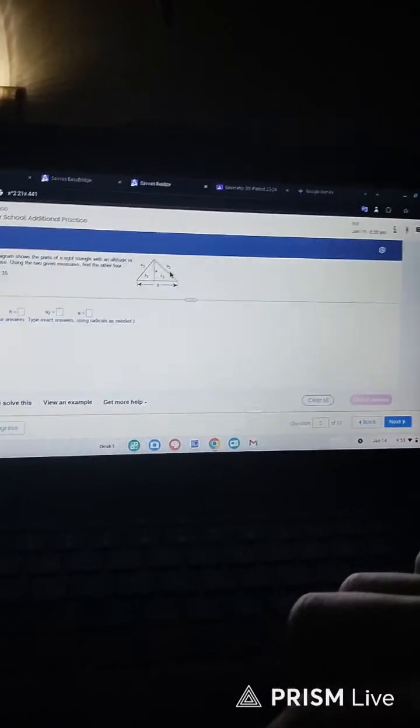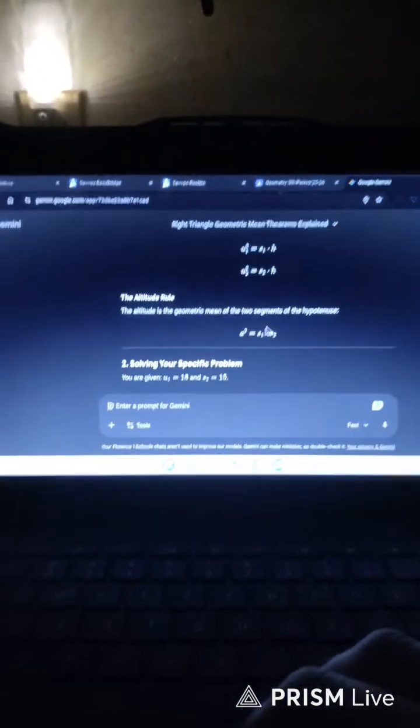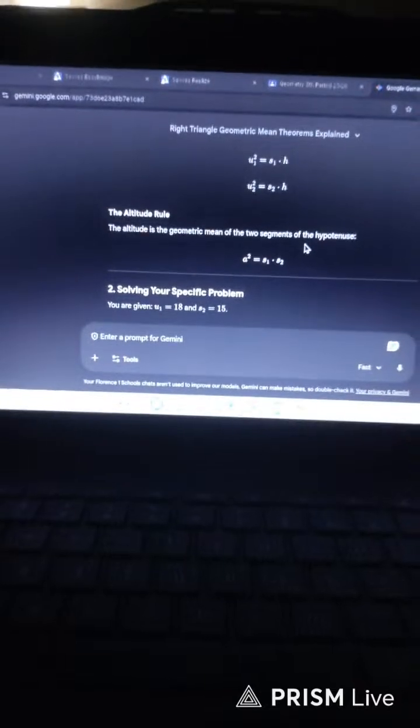Huh? U2 squared, U1 squared. Is it this one that it's talking about, or is it that? I'm thinking this bottom number is what we're looking at. Oh, U1 squared and U2 squared. Okay, so A squared equals S1 times S2.